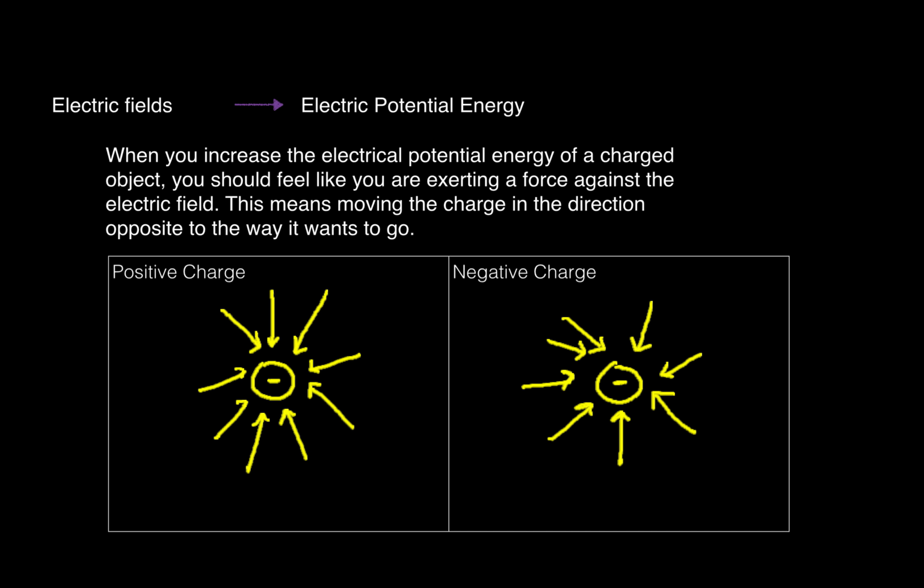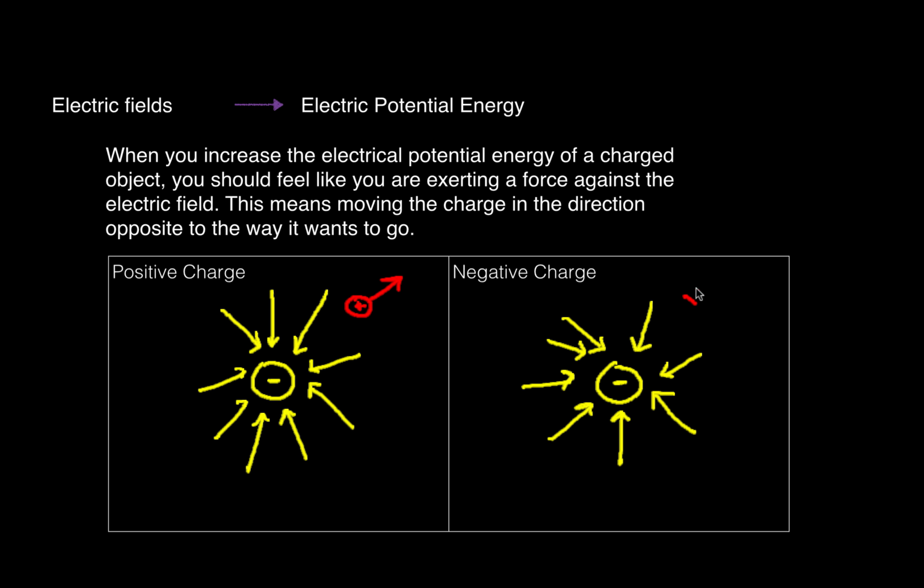Now, if I place a positive charge in that field, if I want to increase the electric potential energy, I move it against the field lines. This is opposite to the way that it wants to go. It wants to go towards the negative charge, but I increase the potential energy by moving it away.